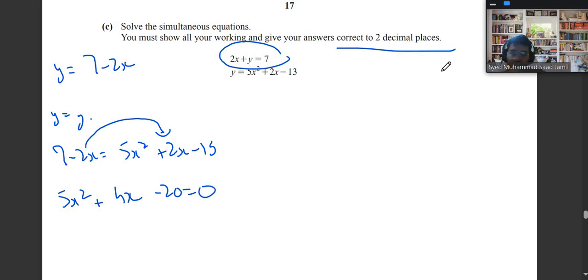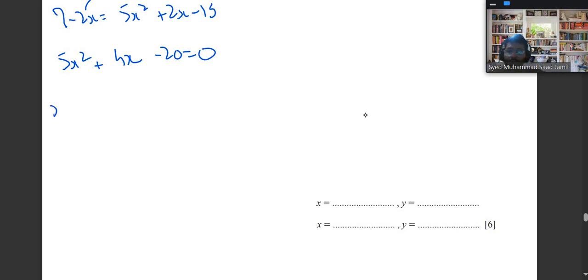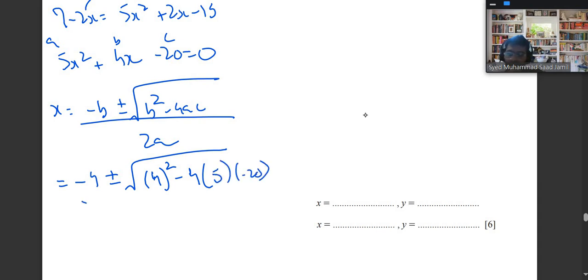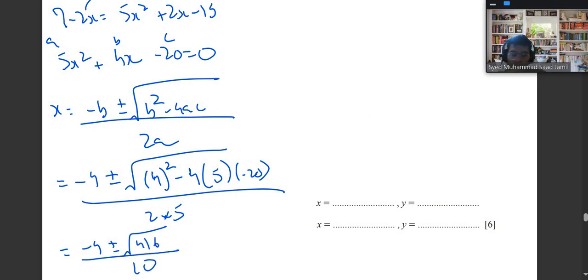Since it says give your answer in decimal, of course we need to use the formula. So x equals minus b plus or minus under root b squared minus 4ac upon 2a. This becomes minus 4 plus or minus under root 4 squared minus 4a. This is a, this is b, this is c. Multiply by 5, multiply by minus 20, upon 2 multiply by 5. This becomes minus 4 plus or minus under root 416 upon 10. Plug it into the calculator.